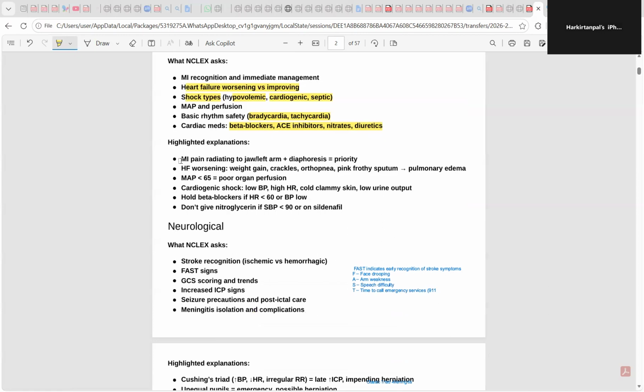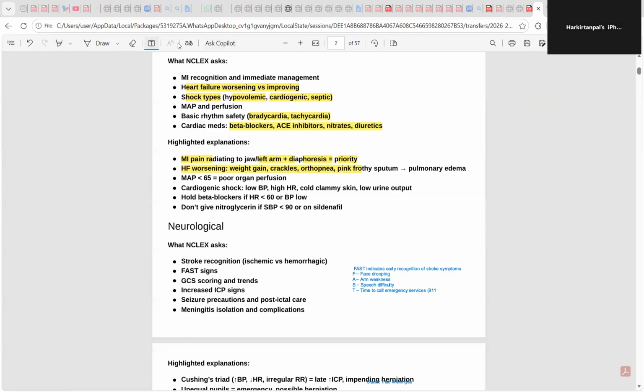Mainly in MI or myocardial infarction, we can look for the pain. That means if the pain is radiating to the left arm and if the client is having diaphoresis, the patient is going into a stage of myocardial infarction. So in heart failure, what are the signs we need to look for? In a heart failure patient, we need to monitor the daily weight. That means we need to look for any weight gain. And also we can check for crackles. If the client is having any pulmonary symptom, that is left side heart failure.